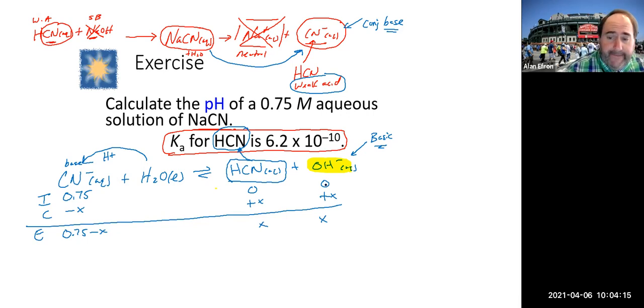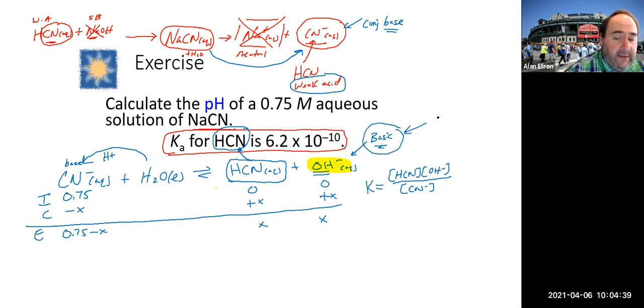At this point, we're going to go into our K expression, which would be our products divided by our reactants, again, water not included because it is a liquid. And the other important thing about this producing hydroxide and it being basic, we also talked about the idea that you actually need a Kb value here to do this calculation. That's what this is. And very common in these hydrolysis problems, we're given a Ka rather than a Kb, or a Kb rather than a Ka value.